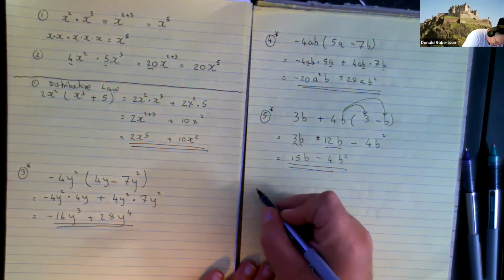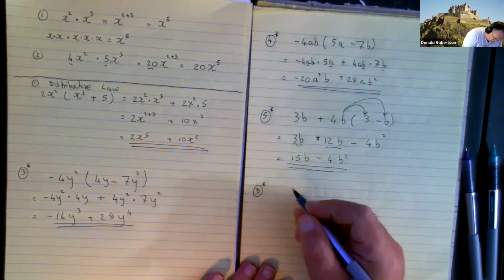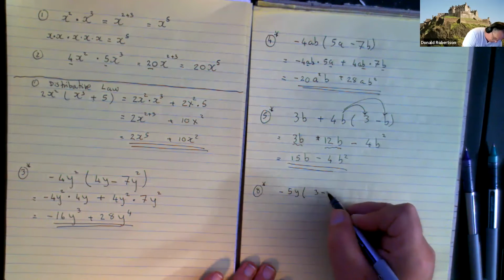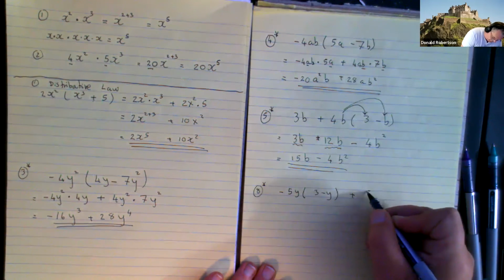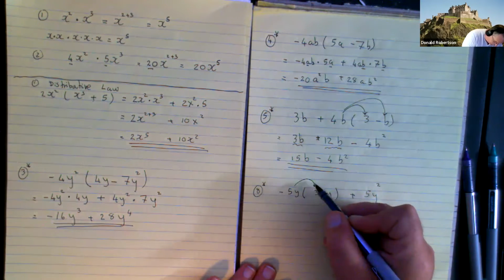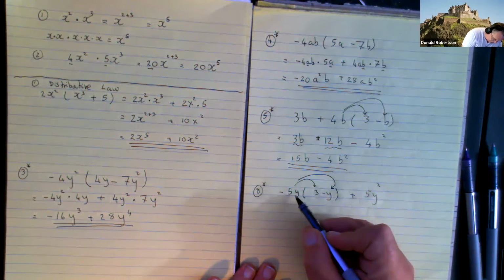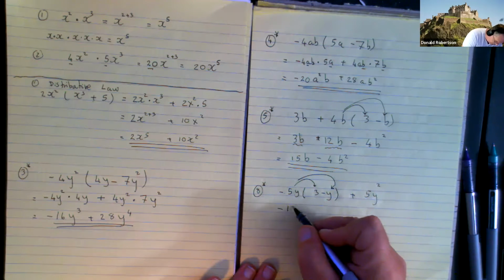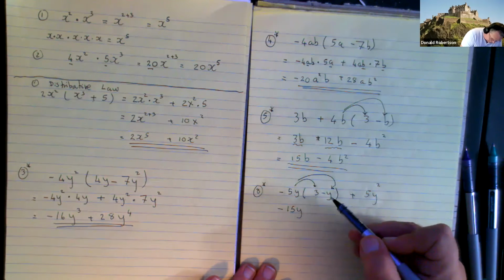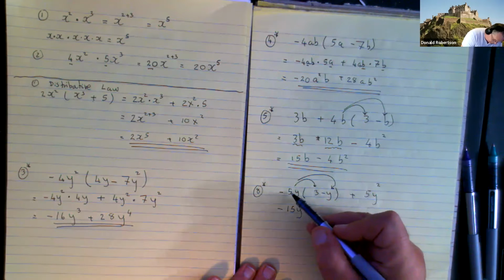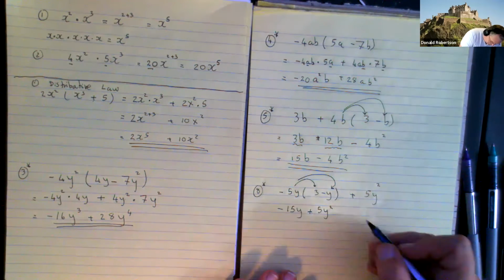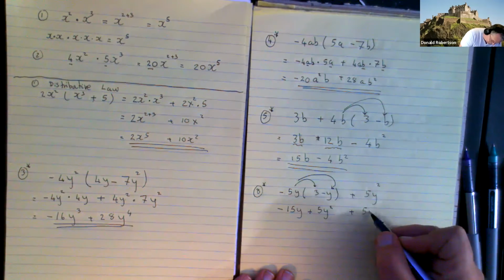So let's do a version of 8. We have negative 5y, 3 take away y, plus 5y squared. Now, here is the distributive law. Negative 5y times 3 is negative 15y. Negative 5y times negative y gets you a positive. The 5 and the y and the other y get you positive 5y squared. And this guy here, he's still 5y squared.